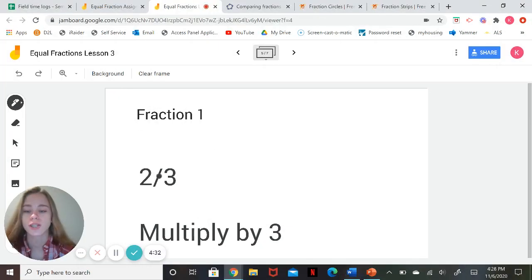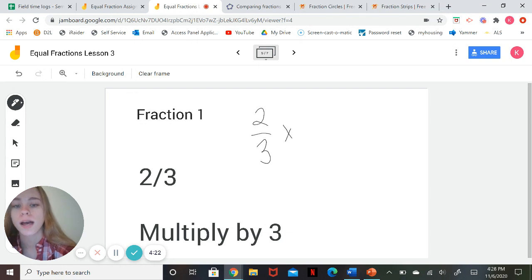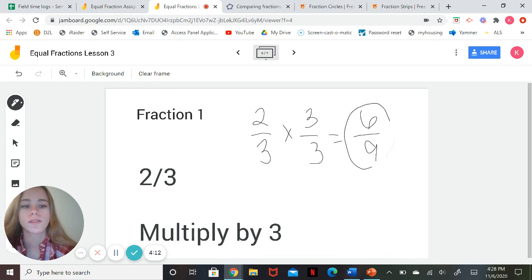We have fraction 1, which is 2/3, and we want to multiply both the numerator and the denominator by 3. So we're going to do 2/3, and we're going to multiply both the numerator and the denominator by 3. And we're going to get 6. 2 times 3 equals 6, and 3 times 3 equals 9. So that is our equivalent fraction.